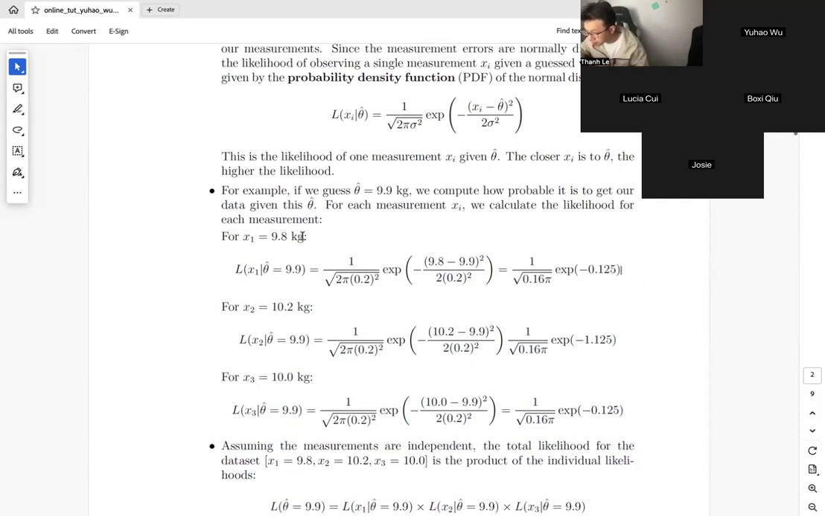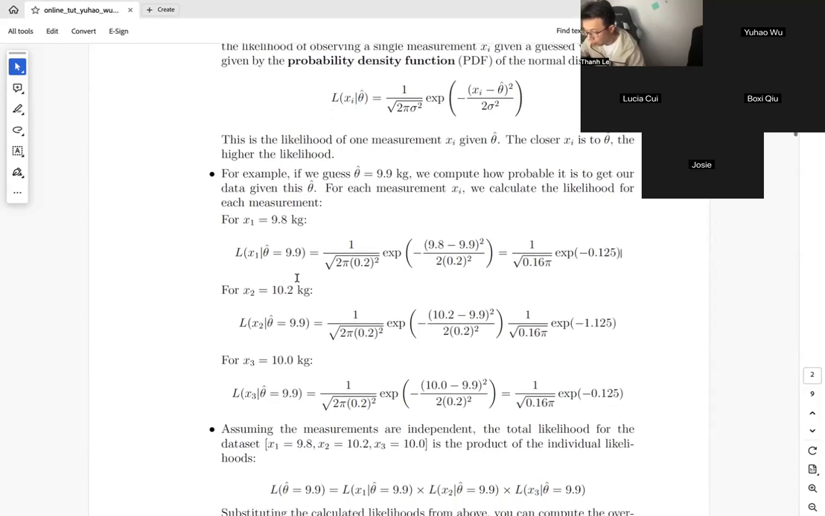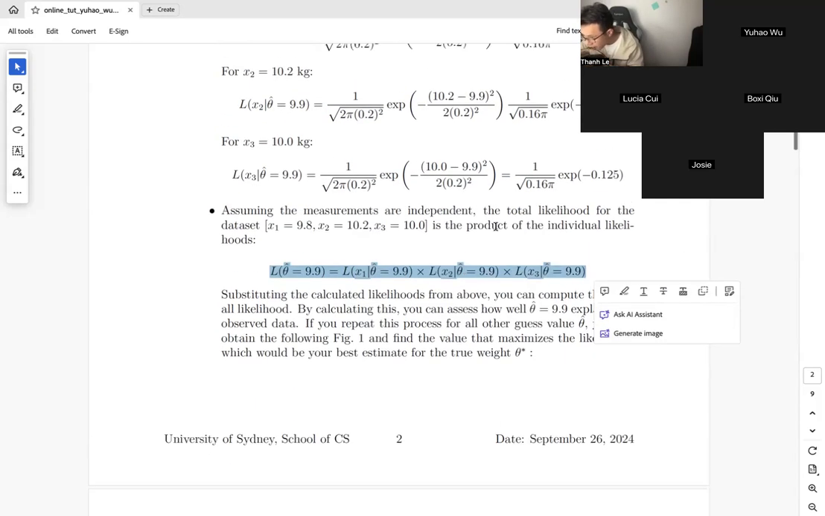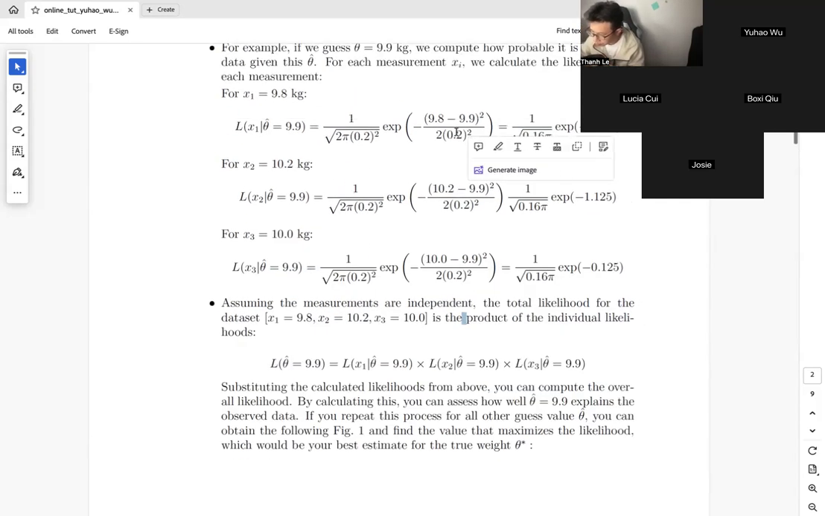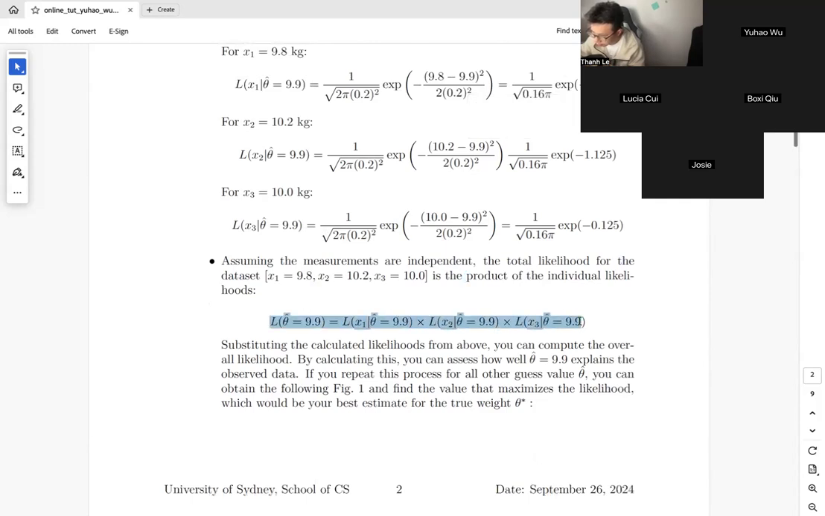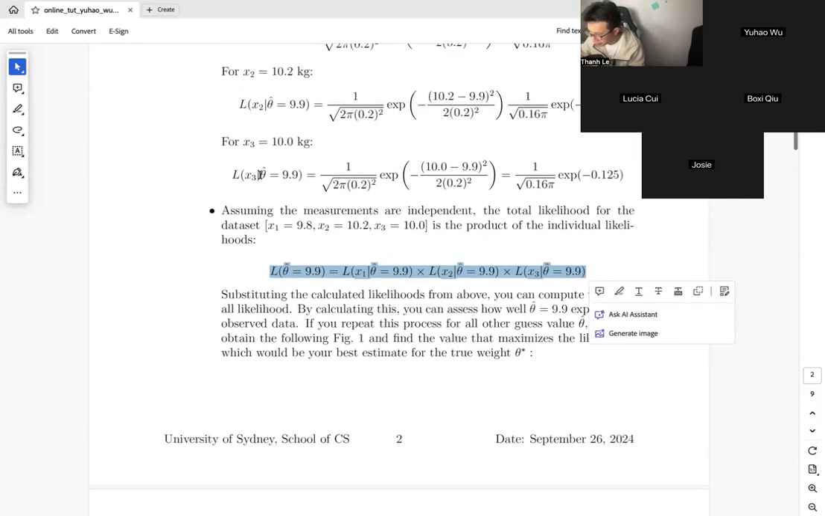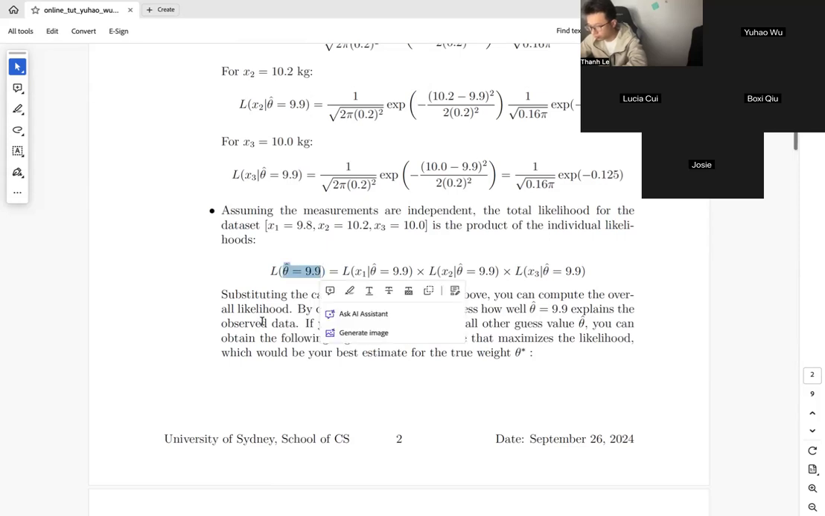Okay, and we have different observations. We have three observations, so we can calculate all the events happening. So it's a product, since we also assume the measurements are independent. The total likelihood of our observed data is a product of the individual likelihoods, like here. Based on this formula, we can calculate the likelihood that the true value is equal to 99. For this one, we just make a guess about theta, and we guess theta is about 99.